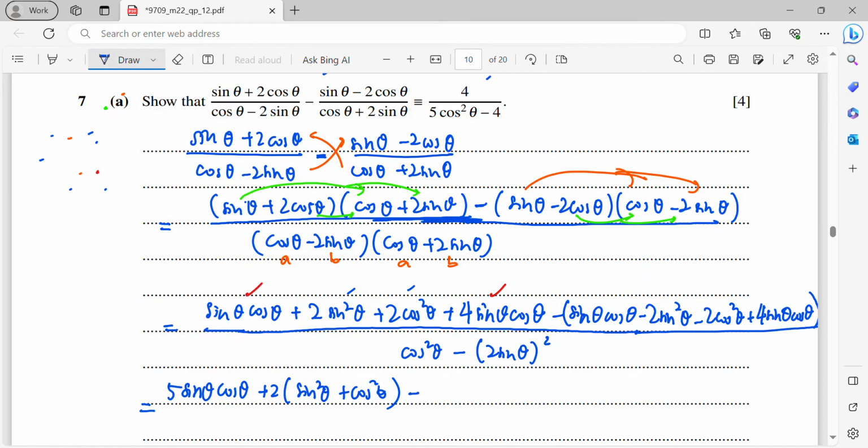Okay, then this minus you bring in. At the same time, when you look at here, sine theta cos theta plus 4 sine theta cos theta will be 5 sine theta cos theta. Together with the minus, it will be minus 5 sine theta cos theta. Okay, and then when you look at the next term, when I bring in the minus, this is plus, and the 2 is in common. Therefore, I will write plus 2 bracket sine squared theta plus cos squared theta.